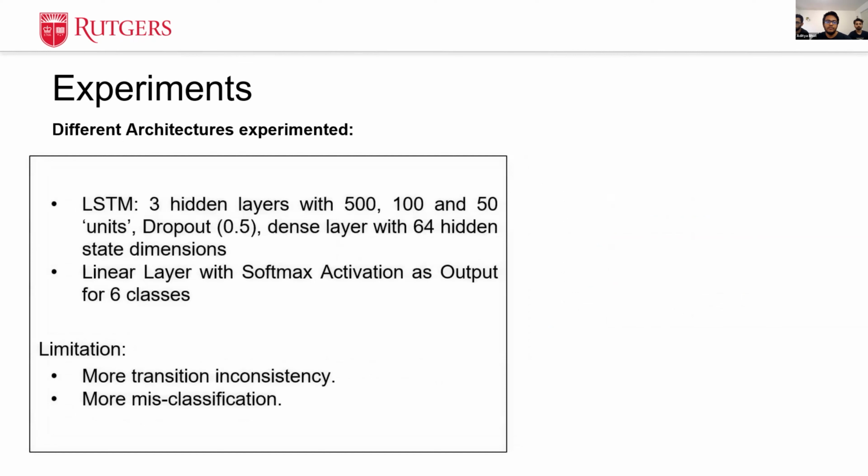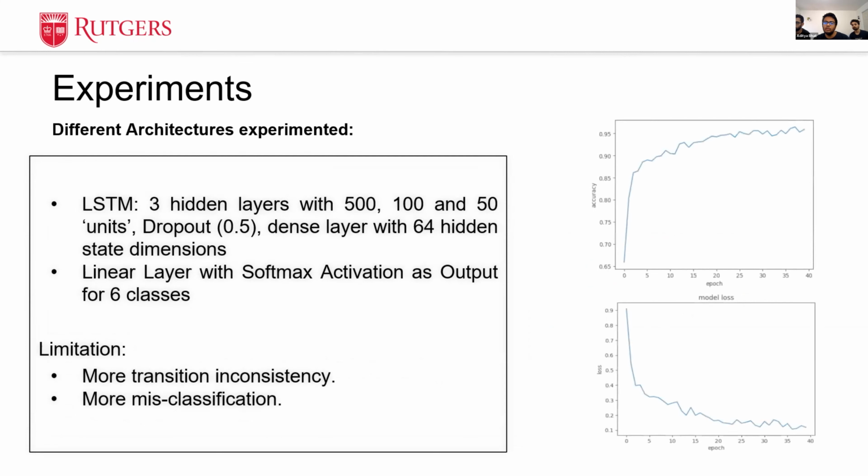Yeah, so this is also one other architecture that we tried out, which has 3 LSTM layers followed by a couple of dense layers. This model also gave good training accuracy, but we had numerous problems such as inconsistencies during transitions and a higher rate of misclassification, and hence we decided to go with the CNN LSTM model.